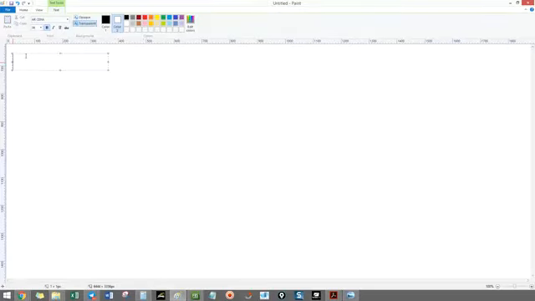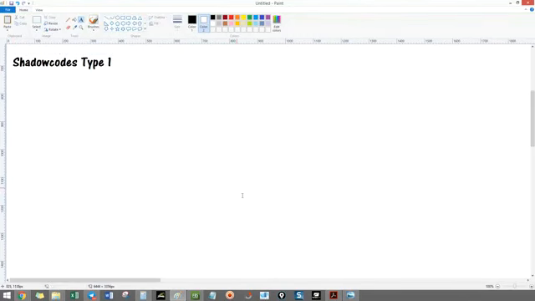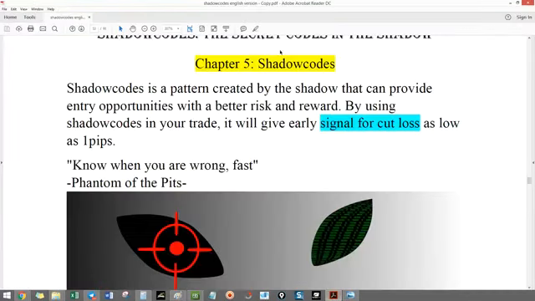Okay, so today we learn shadow codes type 1. What is shadow codes type 1? Let's read the description of chapter 5. So shadow codes is a pattern created by the shadow that can provide entry opportunity with a better risk and reward. By using shadow codes in your trade, it will give you an early signal for cut loss as low as 1 pip. Know when you are wrong fast.